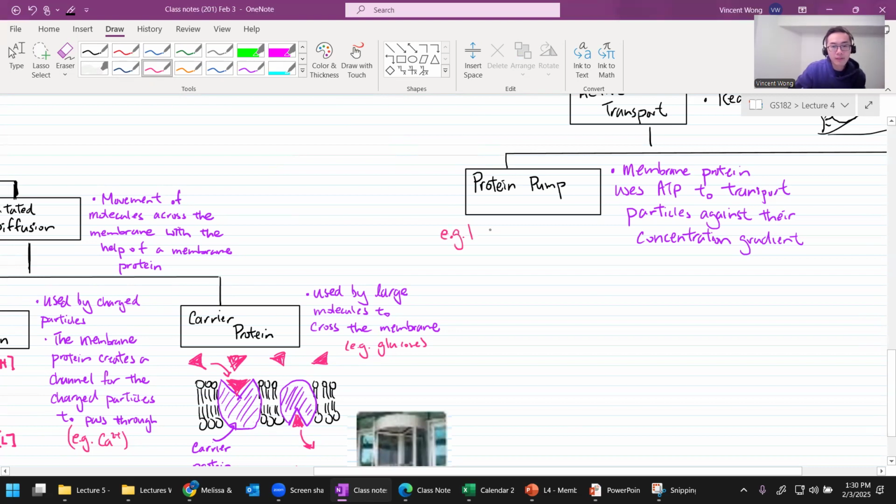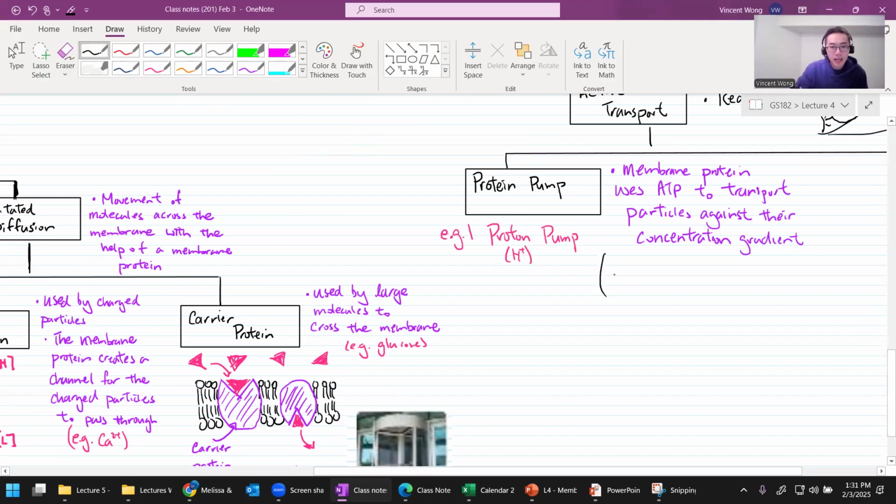Number one is something called a proton pump. Can someone tell me what a proton is from chemistry class? I know proton, neutron, electrons, but what element is a proton? Hydrogen. That's right. H plus, hydrogen. So where do we have proton pumps? Please don't confuse proton pumps with protein pumps. Protein pump is talking about the membrane proteins, and proton pump is an example of that. So H plus.